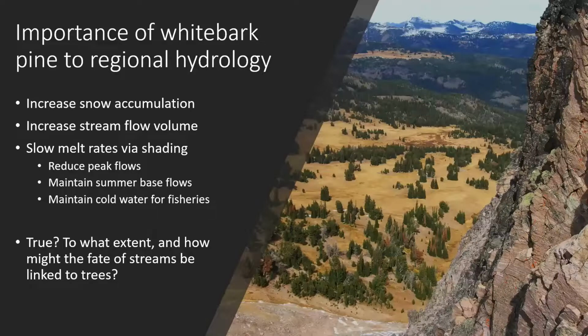So what is the importance of whitebark pine to regional hydrology? Does it increase snow accumulation, stream flow volume, and does shading have all these benefits that it's supposed to have? And if all that is true, to what extent, and how might the fate of streams be linked to trees?